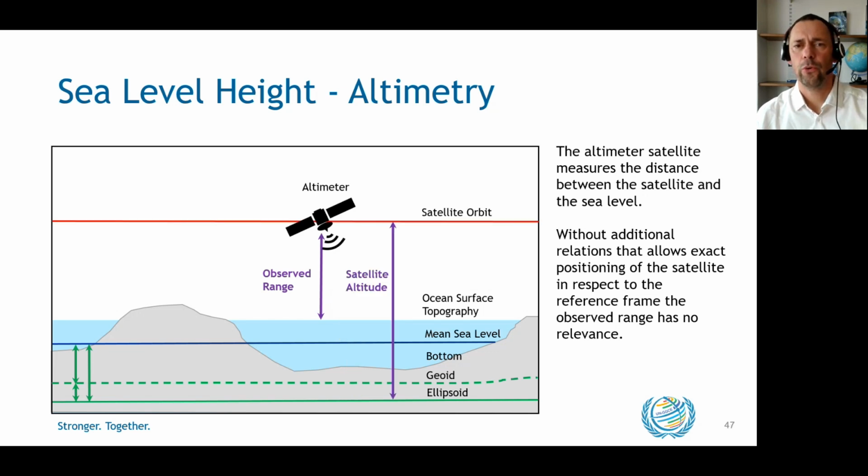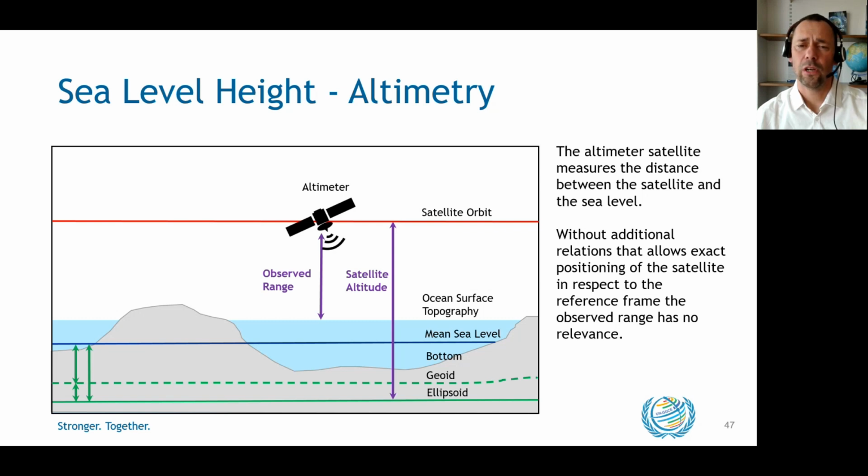What we need to know is the precise satellite orbit height with respect to the ellipsoid and geoid, which is the same reference as for the sea level. In this way, we link or relate the satellite height to the sea level and can exploit the altimeter distance measurement for sea level estimation. The satellite orbit has to be measured very precisely, as any error of the satellite height propagates immediately into the result, the sea level height.